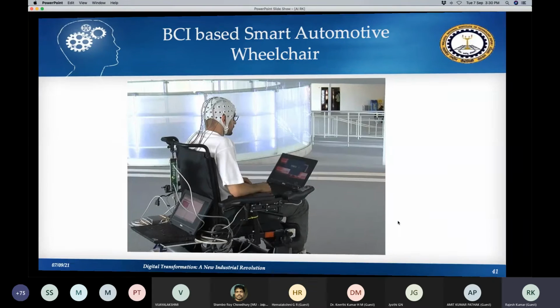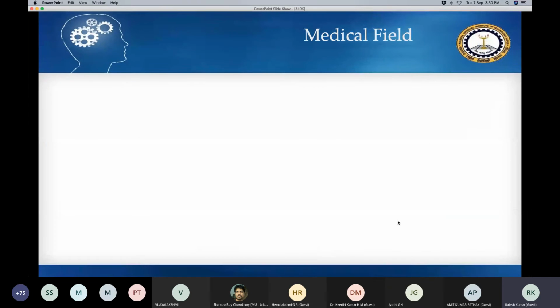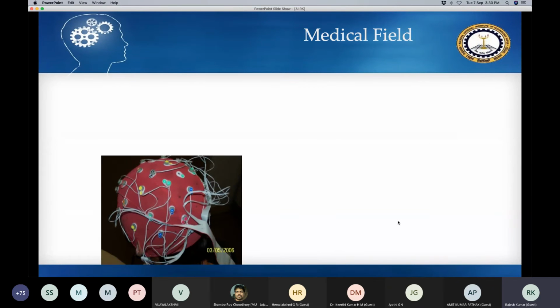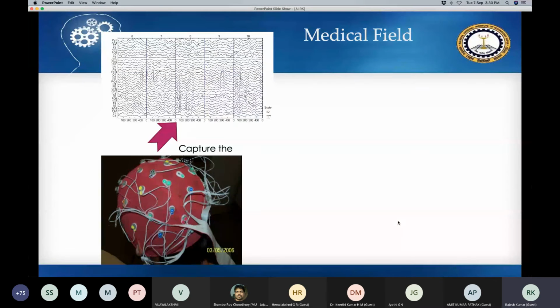Some work like this we have done with the hospitals also. We started this long back, and you can see here 2006. These are sensors which are not inserted in the brain. These are surface sensors which give us signals like this, and then we use these signals to identify.